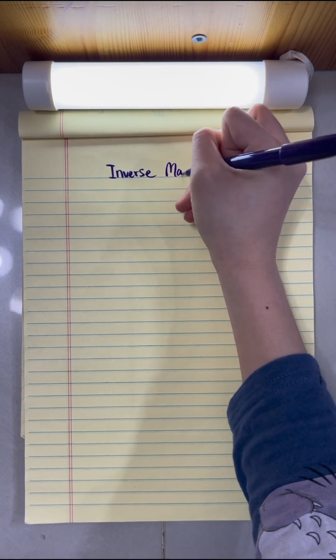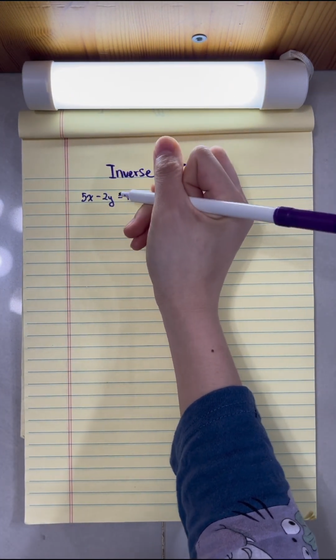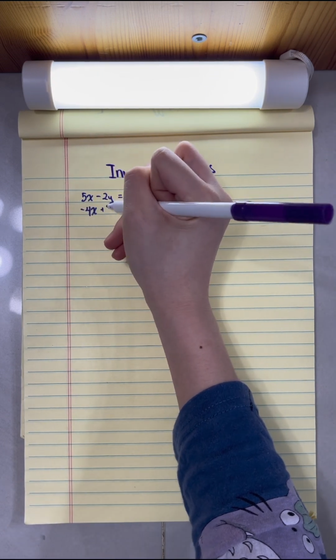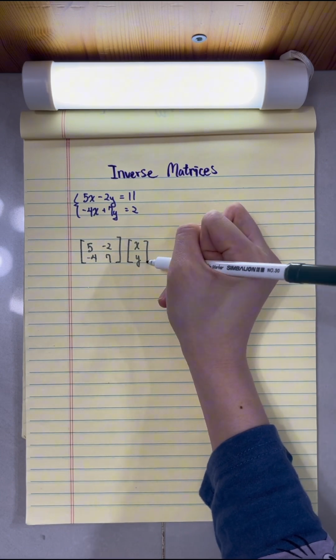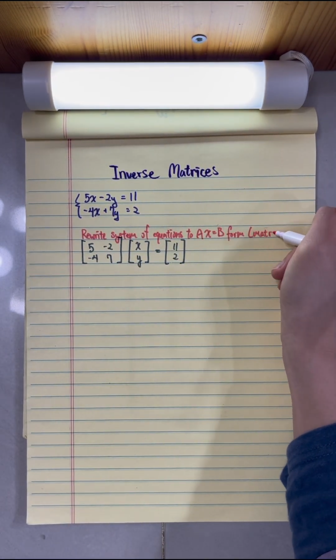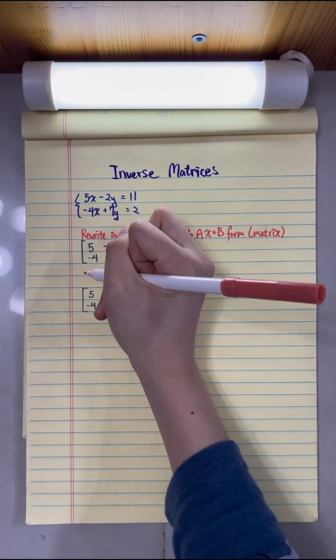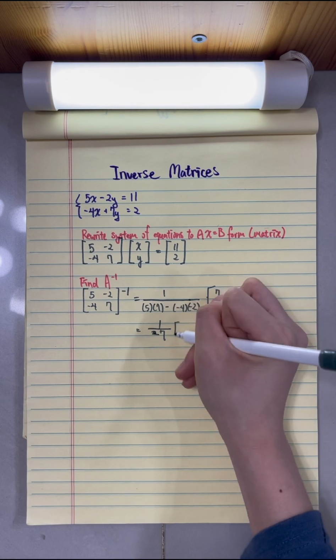Finally, we will look at inverse matrices. The problem that we'll be solving is 5x minus 2y equals 11 and -4x plus 7y equals 2. The first step is to rewrite the system of equations to matrix form, which is Ax equals B. Then we find the inverse of A. We can do this by putting it in the calculator, or in this case, I did it by hand.